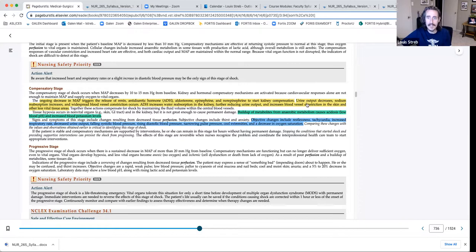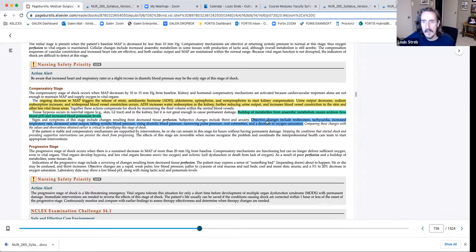So urine output decreases. It needs to. Sodium reabsorption increases, so you're going to have hypernatremia because you're going to try to bring fluid back in. Widespread blood vessel constriction occurs, which decreases oxygenation and energy to your organs. It starts making sense on why things start to break down. All right, so I won't keep going on that, but I want you to be aware of how the acidosis happens and the low pH, because you never know what you're going to see on an exam.